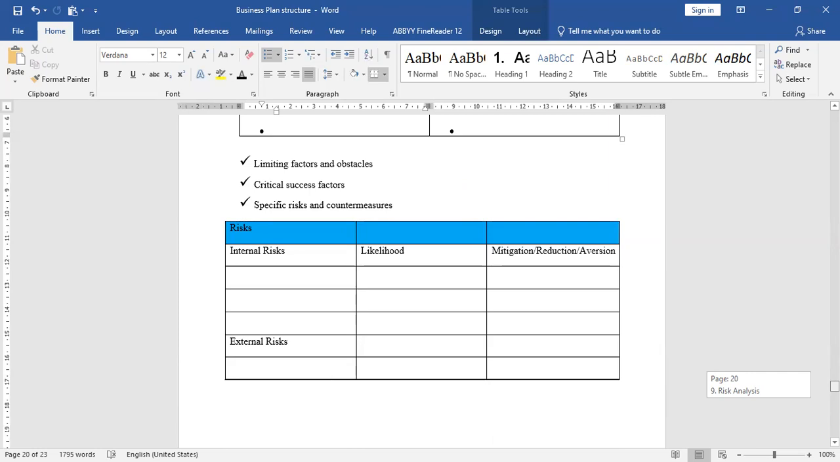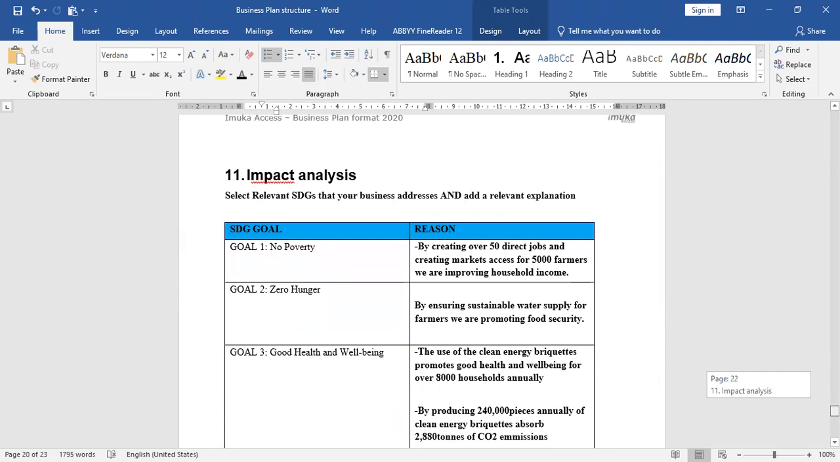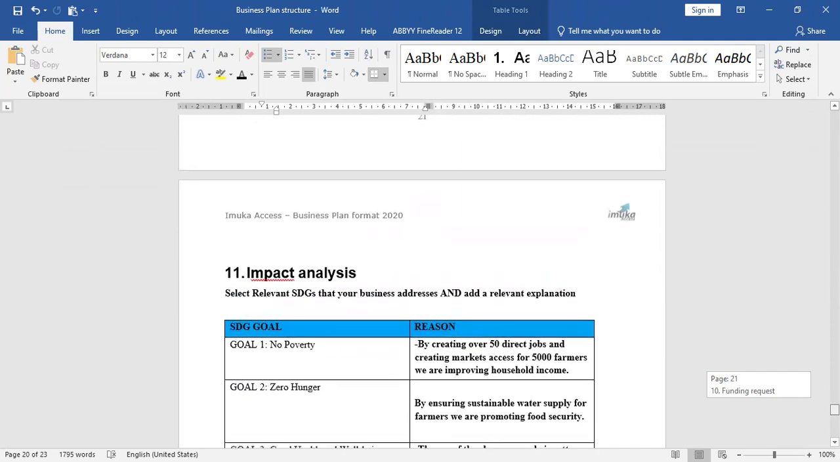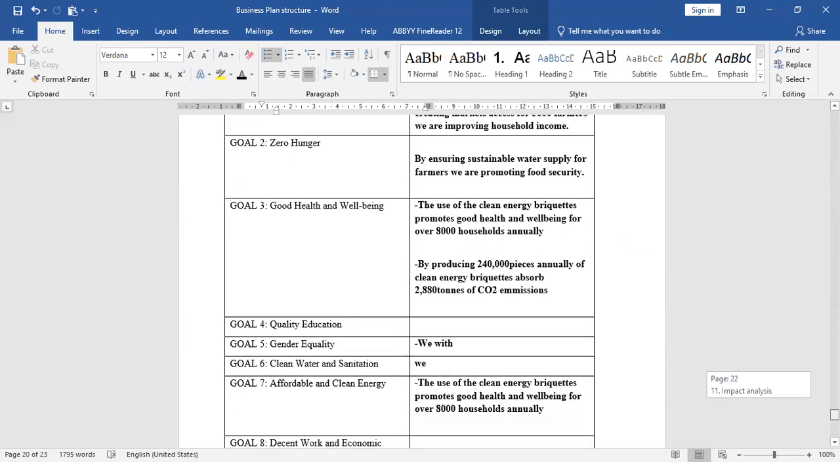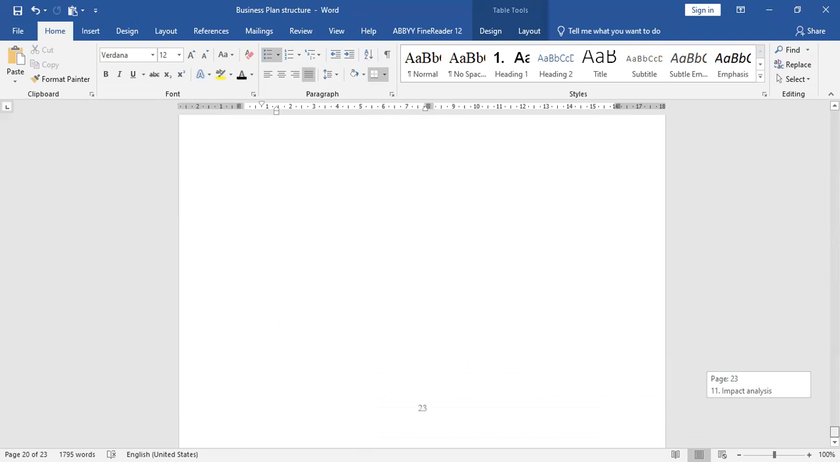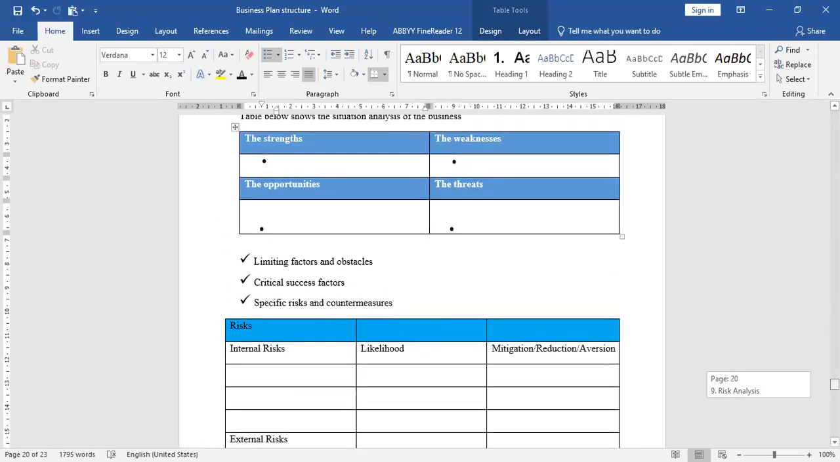Okay. So that basically sums up, and we did impact analysis on day one, where you chose which goals you are impacting and you quantified, by virtue of what you do, the kind of impact you are making. So this basically sums up what we have done so far. As I've said, for the risk analysis, fill it, but we shall guide you.